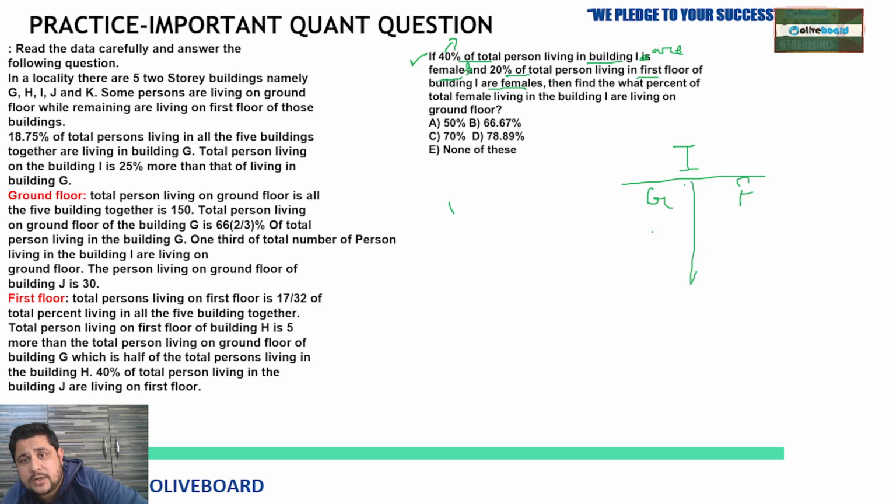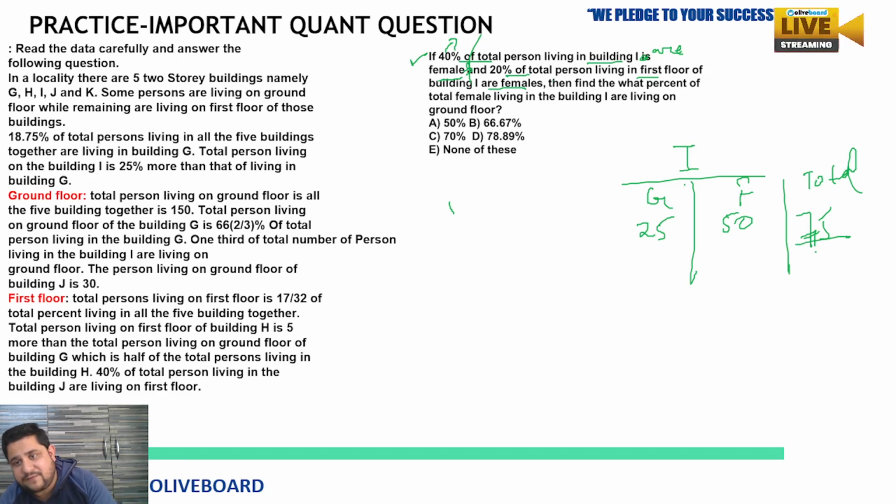Okay. So in building I, if we look, there were 75 total persons. So 50 on the first floor, 25 on the ground floor. Fine. Now we can calculate. So 40% of the total, which is 75. 10% of 75 is 7.5, 7.5 multiplied by 4 is 30. So 30 are female in total. So 75 minus 30 means 45 are males, as per this data.